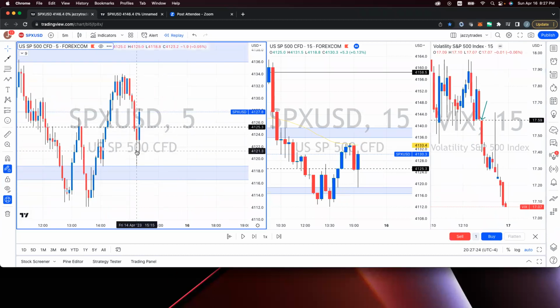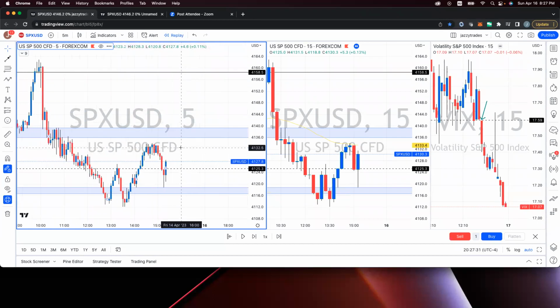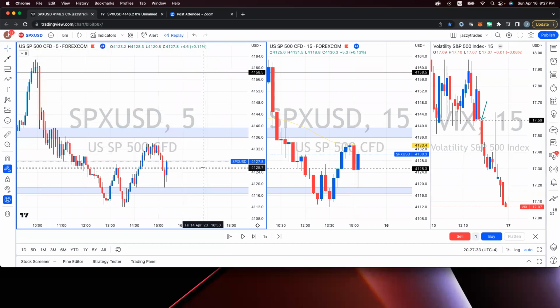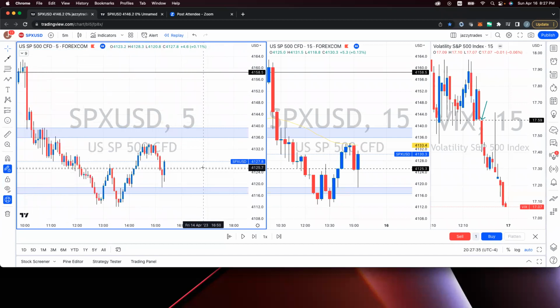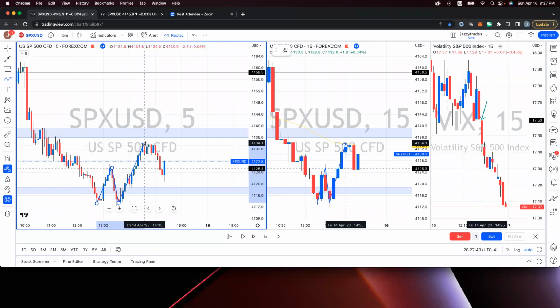And what do we have at 3:15? We have a bounce off the zone. So please pay attention. It's going to show you something. So this was the low, higher low, higher high, higher low.